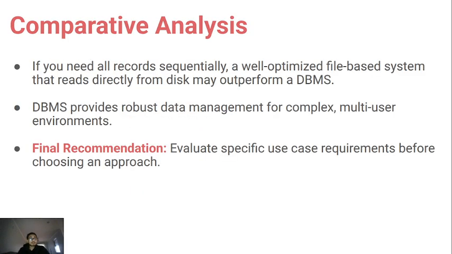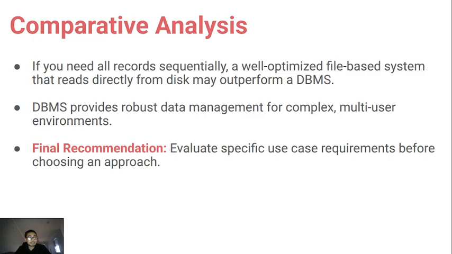Okay. So, in comparative analysis, for truly large scale activities such as retrieving 100 million records, the contrast is interesting. If you need all records sequentially, a well optimized file data system that reads directly from disks may outperform a DBMS since it eliminates overhead. However, this is rarely the case in the real world. In practice, large-scale retrieval typically requires specific criteria, several data sources, and sophisticated aggregations.